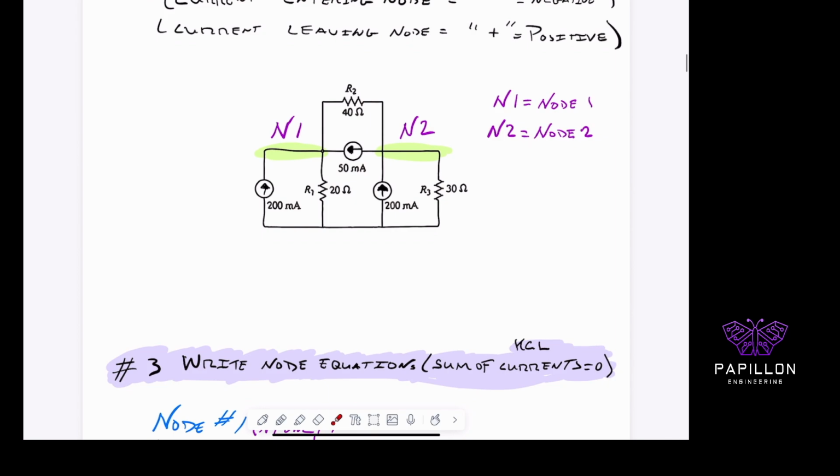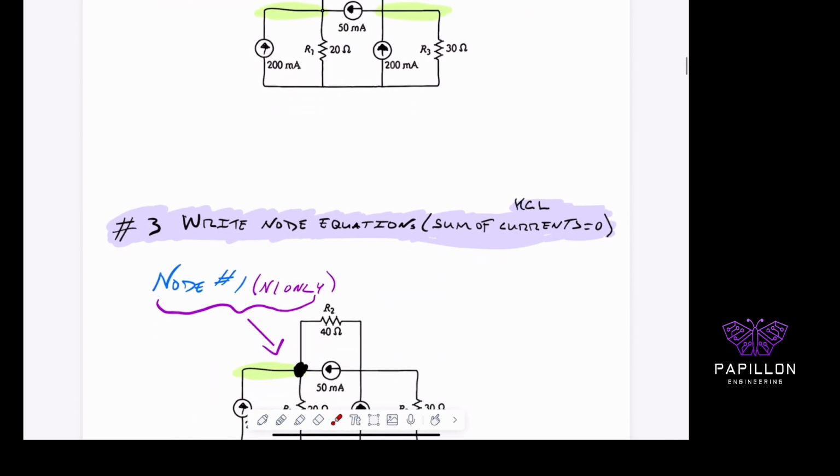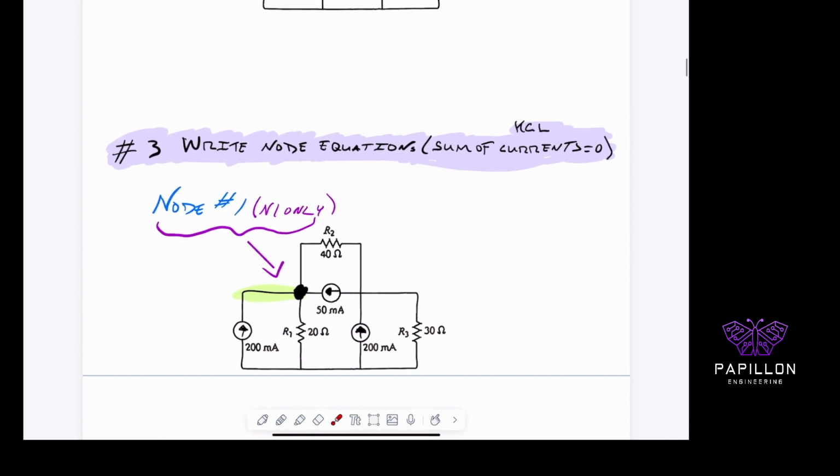All right, so number 3, which is our final step here, is to write a node equation. And what does that mean again? We're trying to sum up all of the currents at a node, which means that we're technically doing Kirchhoff's Current Law, which says that the sum of all currents entering and leaving a node will sum to be 0. Really, really important that you get a feel for those 3 steps.